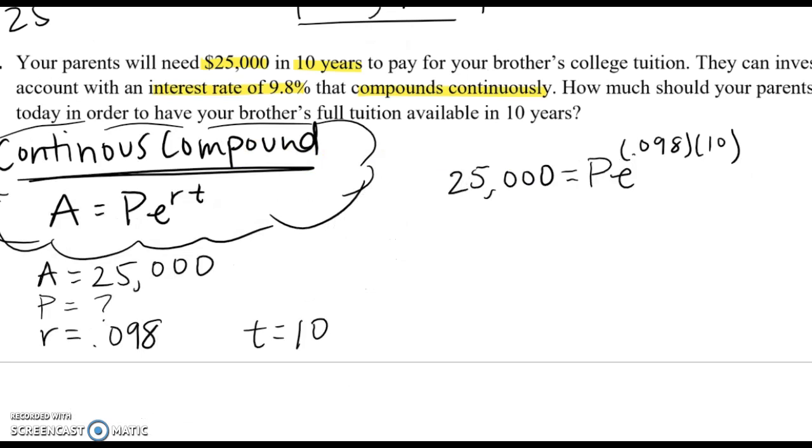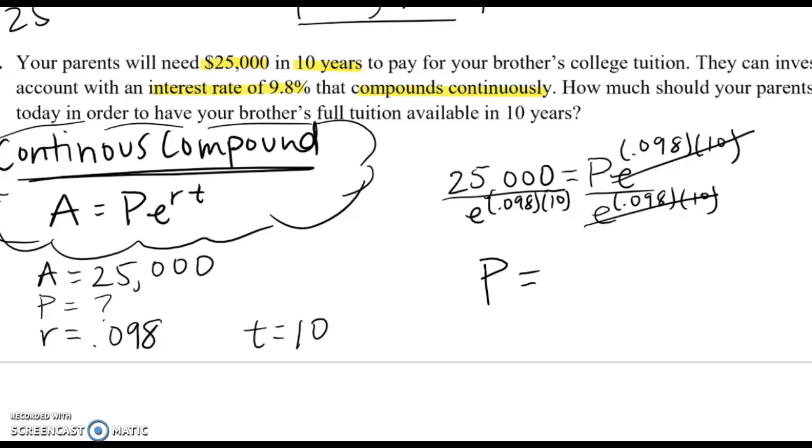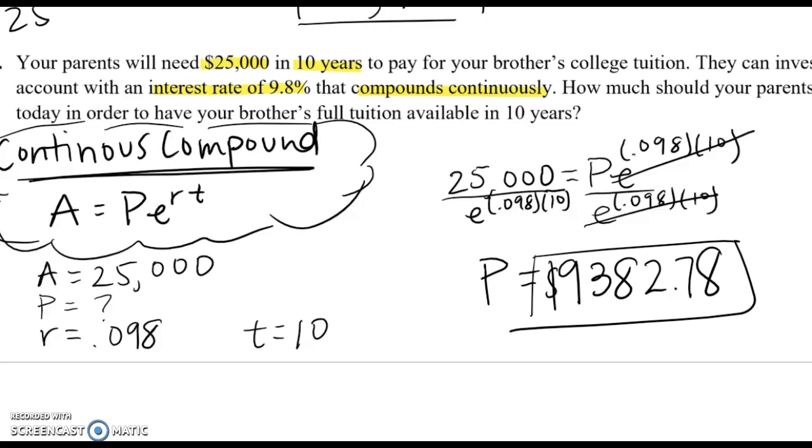Now plug that into the equation. In order to solve for P, we can just divide both sides by e to the 0.098 times 10. Those are going to cancel out, and you're going to get P is equal to 9382.78, and that's in dollars. So they need to initially invest this amount, so in the end they will have that $25,000 to pay for the tuition. And that's it for today's notes.